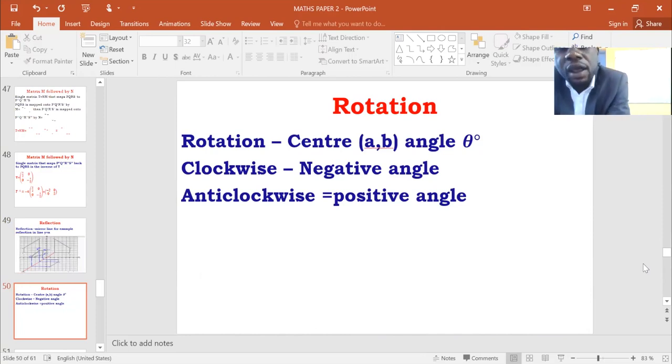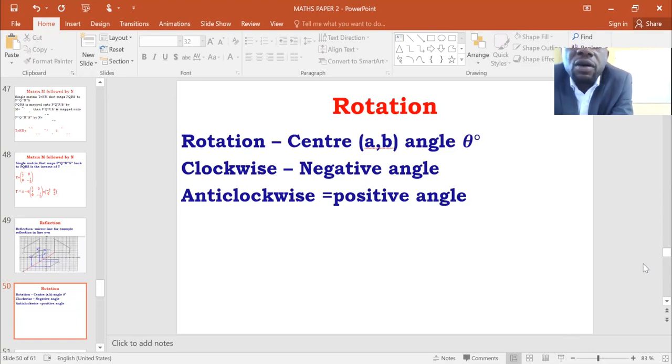For a rotation, you have to state the center and the angle. You say a rotation through 120 degrees, center 0, 0. Or a rotation through negative 90 degrees, center 1, 2. That is when a rotation is complete, when you have to describe. And we also know that when the angle is clockwise, is the answer negative or positive? A negative angle, is it clockwise or anti-clockwise? Clockwise. And when you measure anti-clockwise, the angle becomes positive.